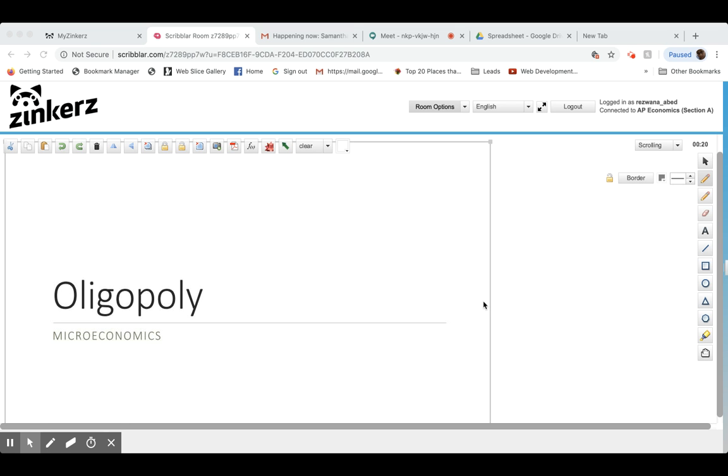All right. So, as you guys hopefully remember, last Tuesday we finished with monopolistic competition, and today we're going to get started with our last market structure, which is oligopoly. Okay. So let's see. We'll talk about some of the characteristics of oligopoly first.